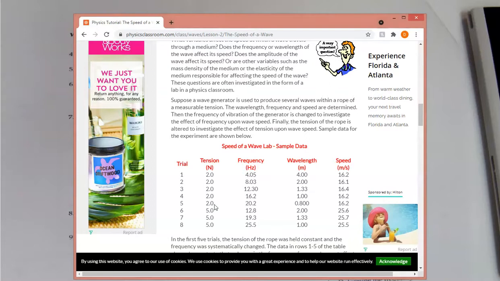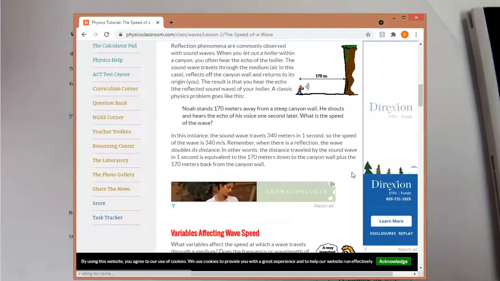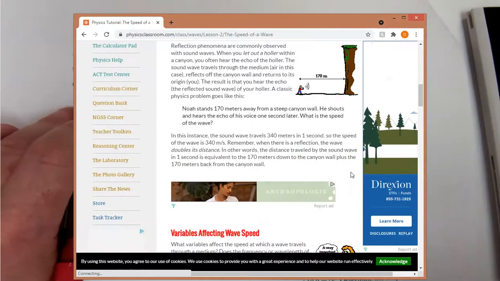Notice, we're keeping the same tension from what we're looking at. Look at the wavelength. It increases. Look at the speed. 16.2, 16.4, 16.1, 16.2. It's going to vary a little bit just because it's an experiment. It's not a perfect, exact experiment, but it's the same velocity. So that's not true. It's not decreases. It's literally the same, right?